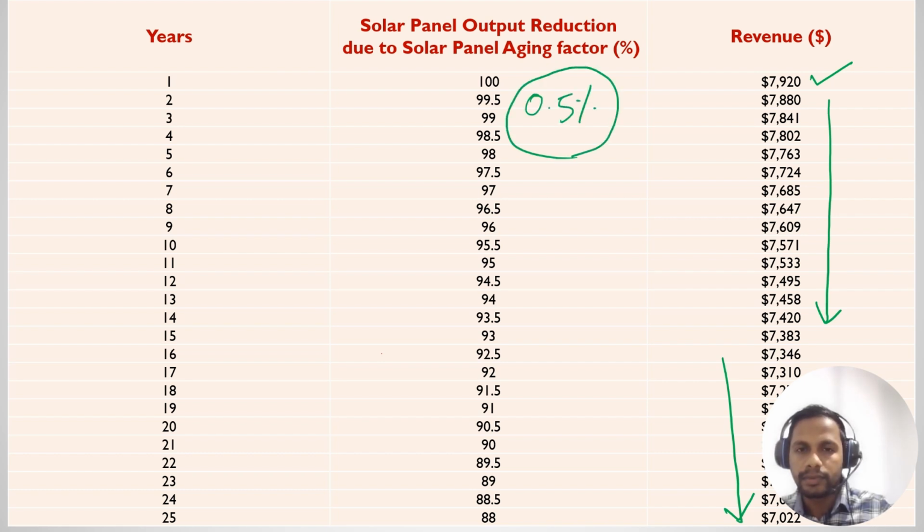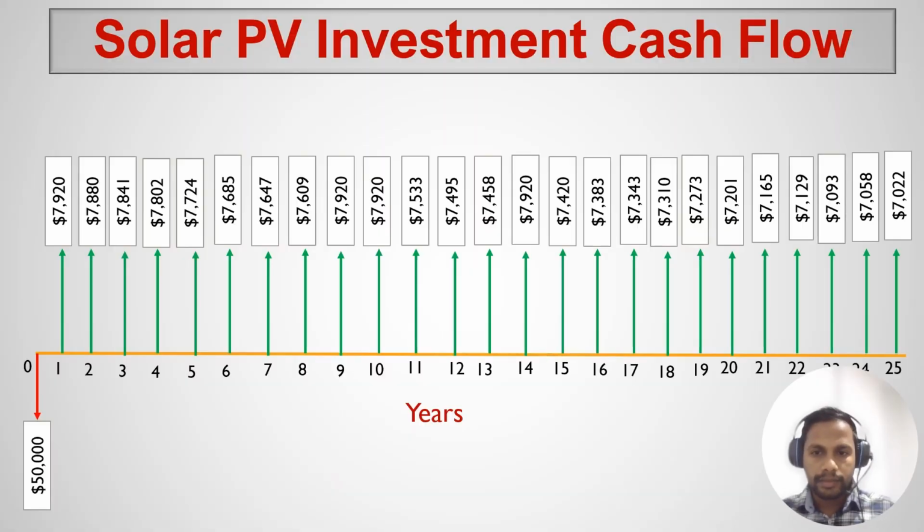You remember, if you didn't watch, please go and watch the previous video. I shared the link here. With that degradation, the yearly loss of performance of the solar panels, we got this value. So this is a very good cash flow diagram I prepared for you. Here you can easily see the different cash flows. We have $7,920 in the first year, and in the last year $7,022, and likewise in between.